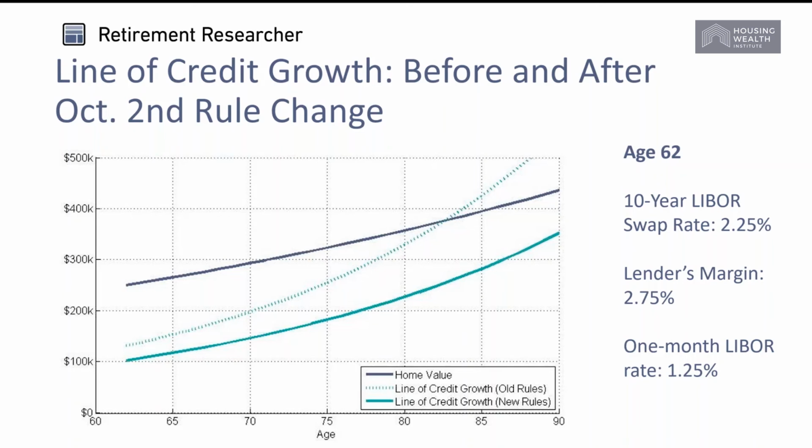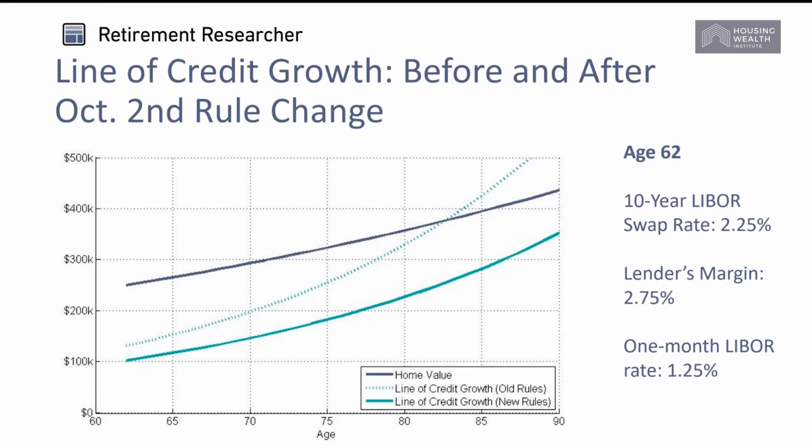So what is being compared here, the dashed line was showing how in the initial version of this presentation before that rule change last year, the line of credit or the principal limit grew at a much faster pace and surpassed the value of the home at about age 83. Then with the more solid colored, cyan colored curve, the line of credit or principal limit growth under the new rules is still growing, still catching up to home value, but at a much slower pace than under the old rules.